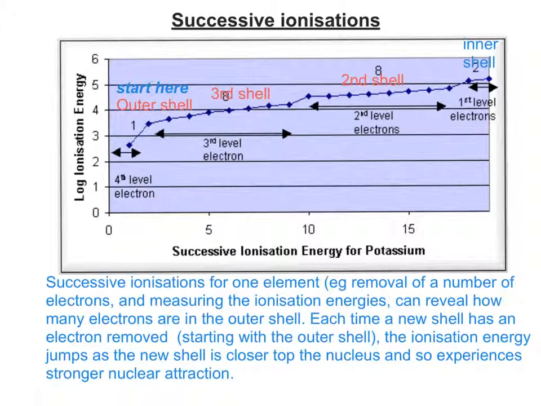Because potassium has one electron in the outer shell, removing that takes a certain amount of energy, and then as you jump to another shell, you get an increase. So each of the jumps that I'm circling is due to a new shell having electrons taken away.